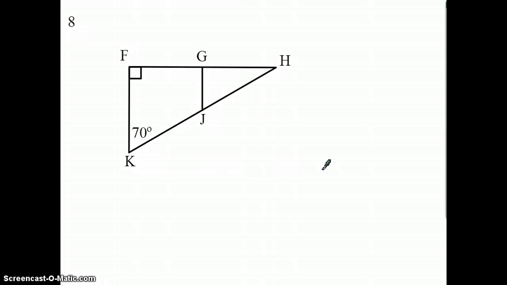Okay, if you look over on the next page, on page 299, we have number 8. And in number 8, we're given the diagram as marked, and the diagram marked tells us that angle F is a 90-degree angle, and angle K is a 70-degree angle. So right away, before we even look at any other given information, what can we conclude? Well, we can conclude that this has to be 20 degrees.